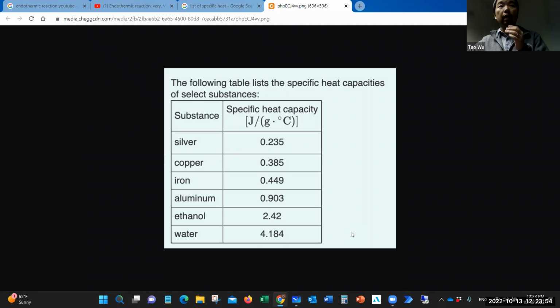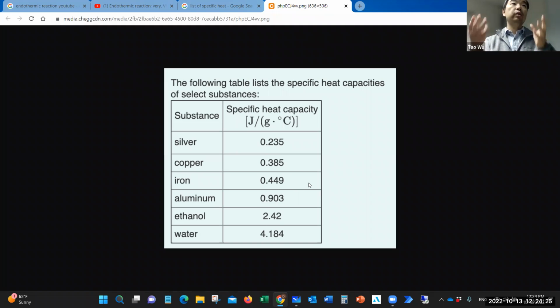And also more expensive. But if you don't have the money to afford copper, then you can choose iron or steel. Iron and steel are similar. Also iron is very common in the earth. So that's why you can find very cheap cookware made from iron. So that is the meaning of the specific heat over here.